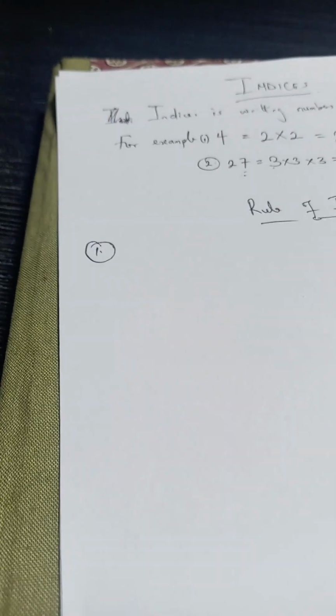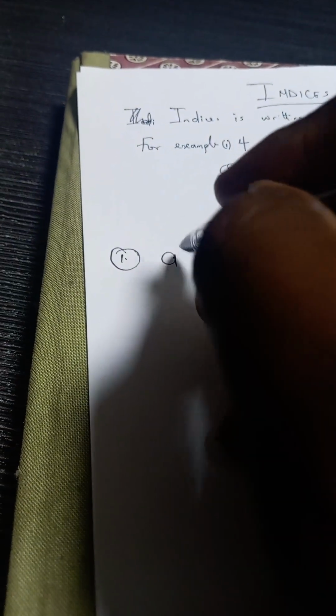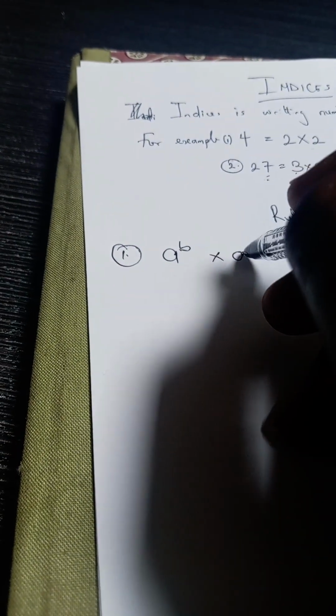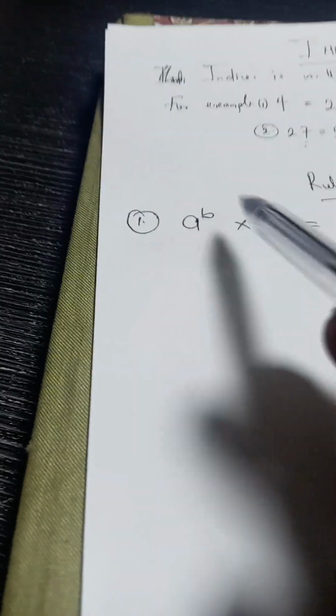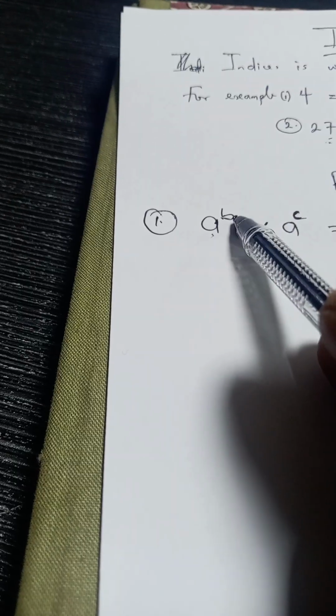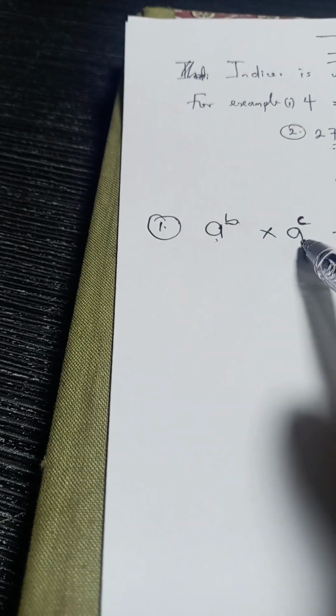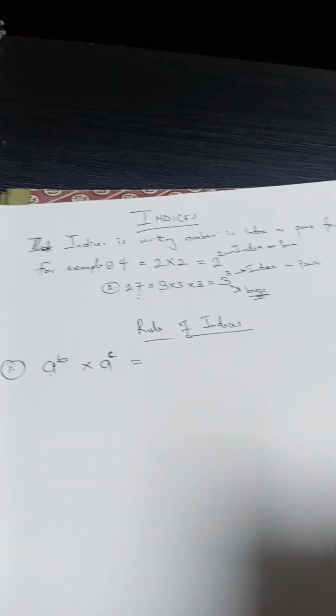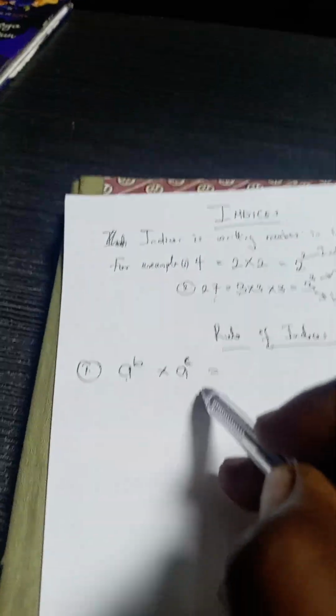Now, the first one says when two indices multiply themselves, that is, if I have a raised power b times a raised power c. Now, what do you see here? The base is a, the index here is b. The base here is a, the index here is c. Therefore, the base of the multiplication must be the same for them to multiply. They must be the same.